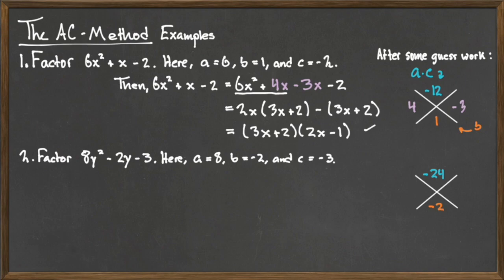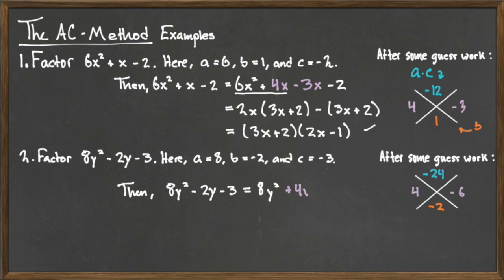Here, a is equal to 8, b is negative 2, c is negative 3, so we'll put negative 24 in the north position and negative 2 in the south position. As we run through different factors of minus 24 in our heads, we'll find that the factors of positive 4 and negative 6 are the numbers that we want. They multiply to negative 24, and they sum to negative 2. Then we can expand 8y squared minus 2y minus 3 as 8y squared plus 4y minus 6y minus 3.